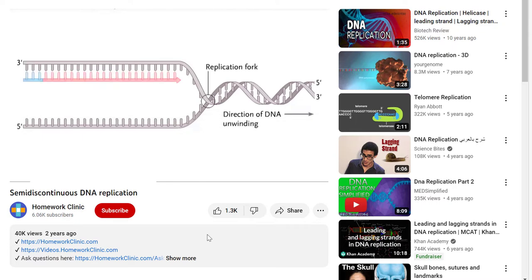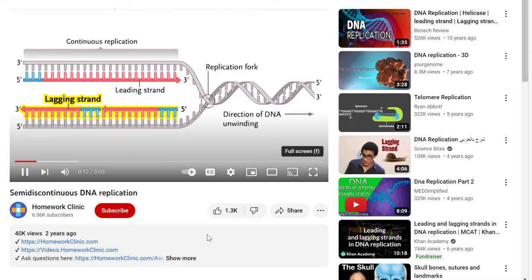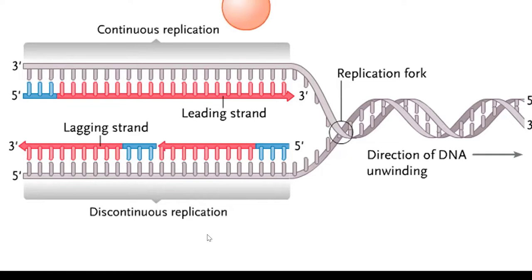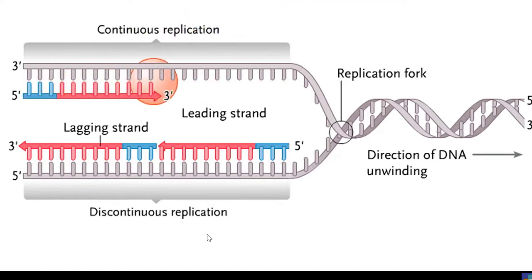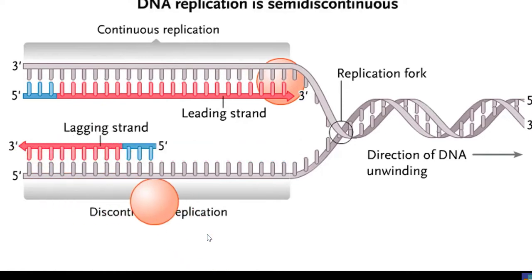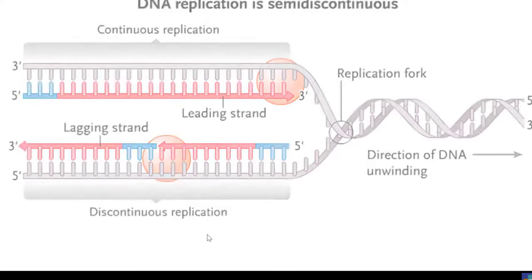One of the two DNA strands, the leading strand, is replicated continuously, or all at once, in the 5 prime to 3 prime direction. The other strand, called the lagging strand, is replicated discontinuously, or in pieces, in the 3 prime to 5 prime direction. This is necessary because DNA polymerase, the enzyme that synthesizes a new DNA strand using a template strand, can only add nucleotides to the 3 prime end of a polynucleotide strand. Overall DNA replication is semi-discontinuous.